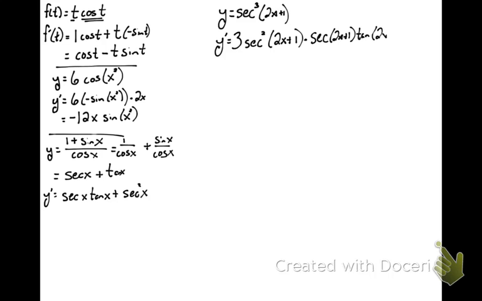And now I have a second inside, which happens to be 2x plus 1, and its derivative is 2. So it's kind of messy using the chain rule, but it works. Cleaning this up, this will become 6 times the secant cubed of 2x plus 1 times the tangent of 2x plus 1.